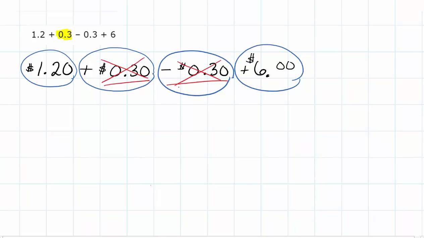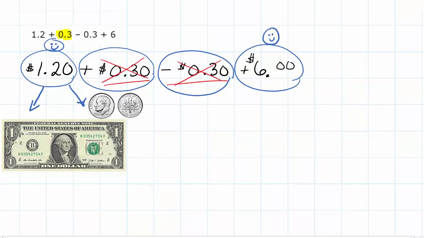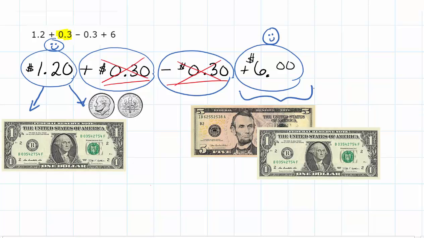Now we're left with just positive dollar amounts. I've got a positive $1.20 and a positive $6, and I can easily add that together. If you are still having a tough time putting those numbers together, just break your dollars and cents apart. For $1.20, I have $1 and 20 cents. And for $6, I just have a total of $6. When I put this money together, you can see that I would have a total of $7.20.